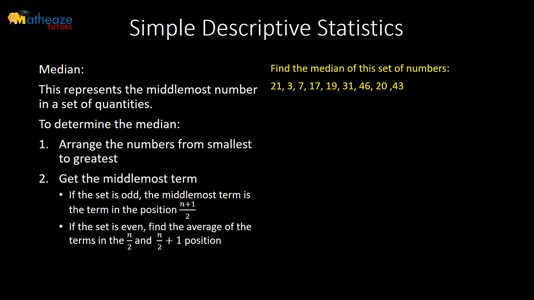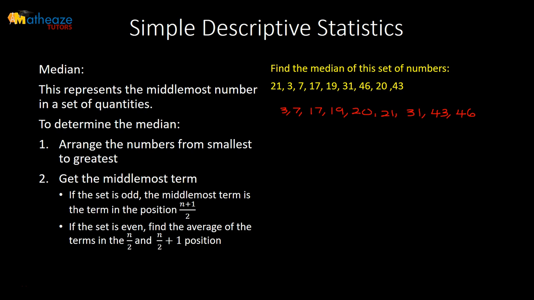Let's see how many numbers we have in this distribution. We have 9 in the distribution, so this is an odd distribution. So what we're going to do, first step, is we're going to arrange the numbers in numerical order. So we have 3, 7, 17, 19, 20, 21, 31, 43, and 46. So we have our numbers arranged in numerical order from the smallest to the greatest.